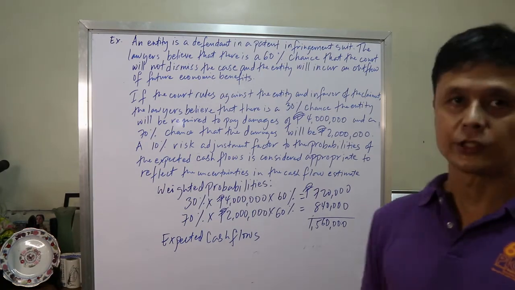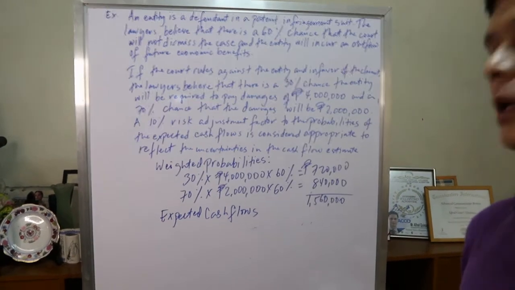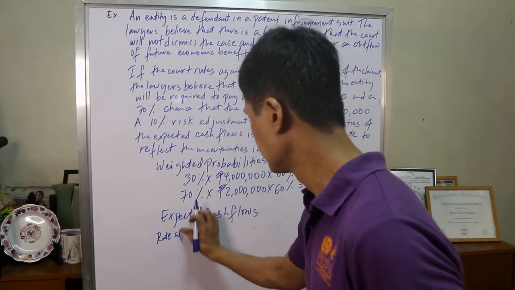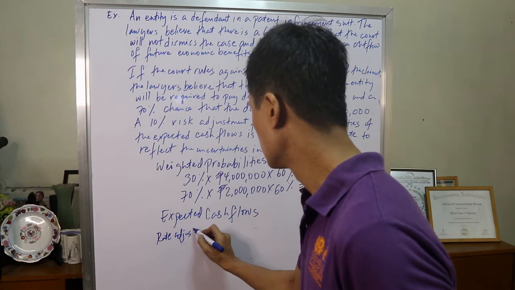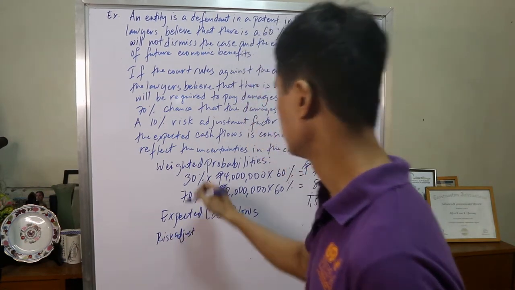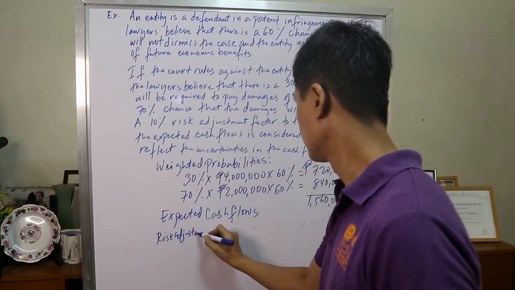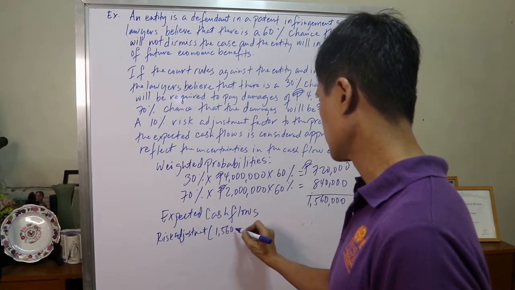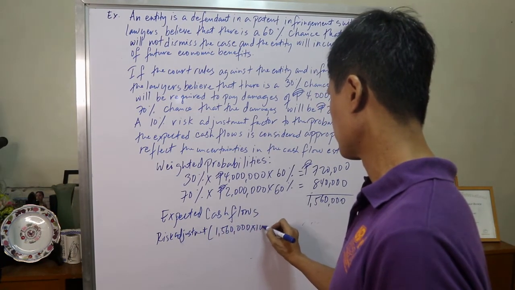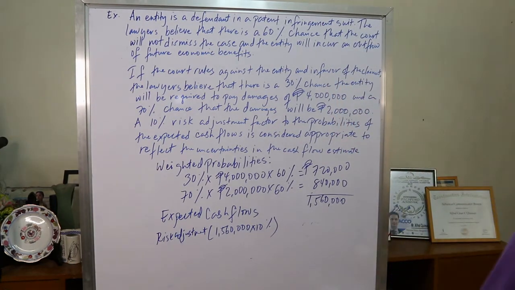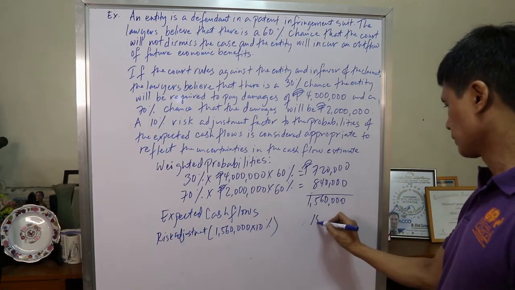So, there is a rate adjustment. So, I hope you can see this. There's a rate adjustment here. Or risk adjustment. Risk adjustment of 1,560,000 times 10%. Okay, so this would be how much? Well, 10% of this one is 156,000.